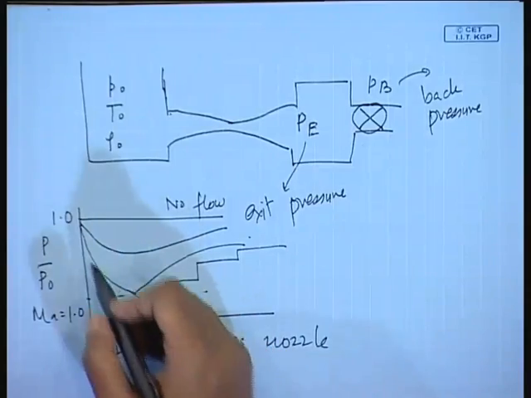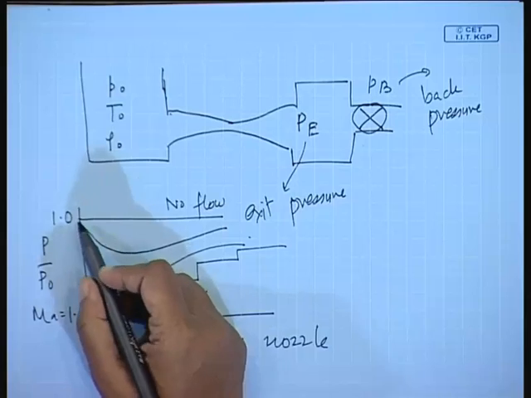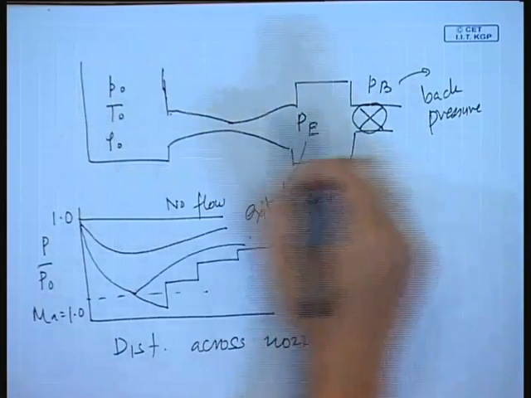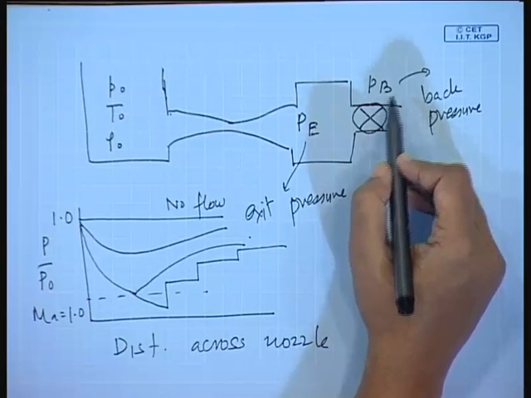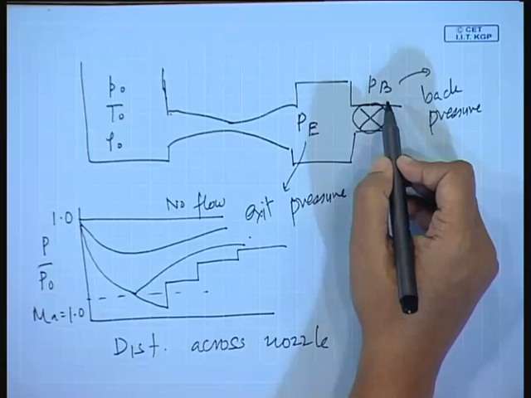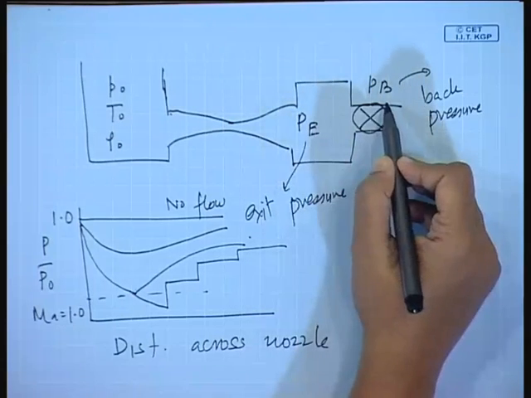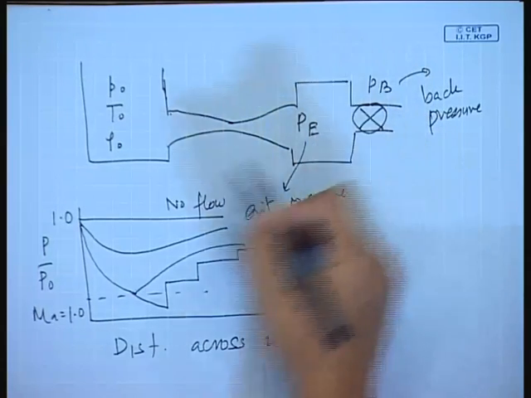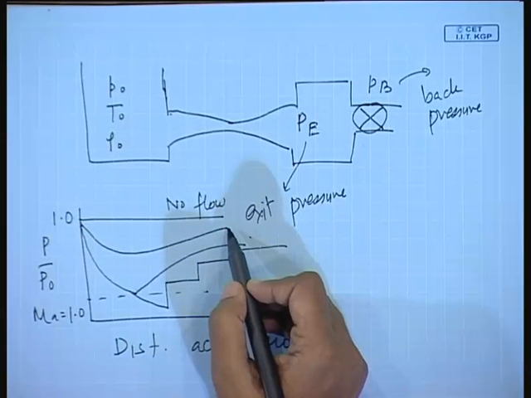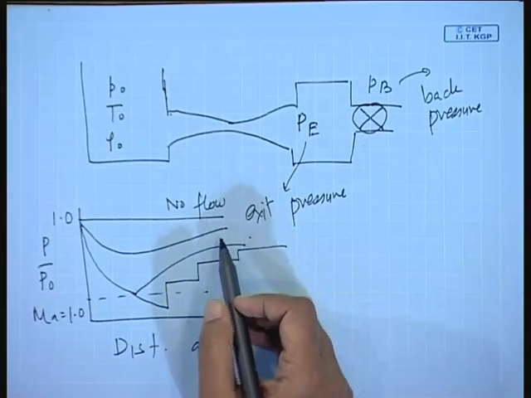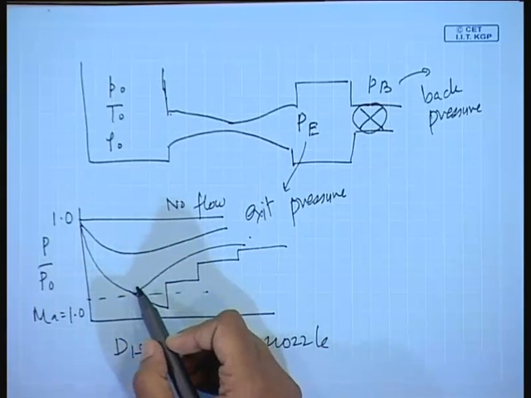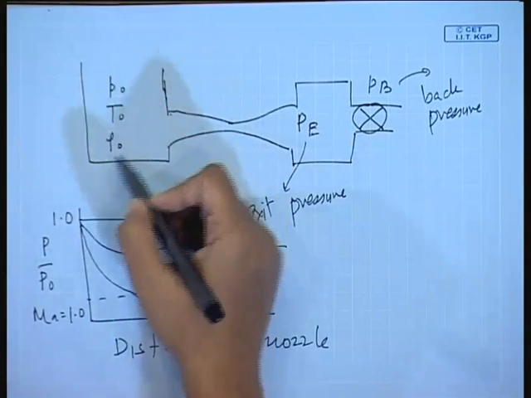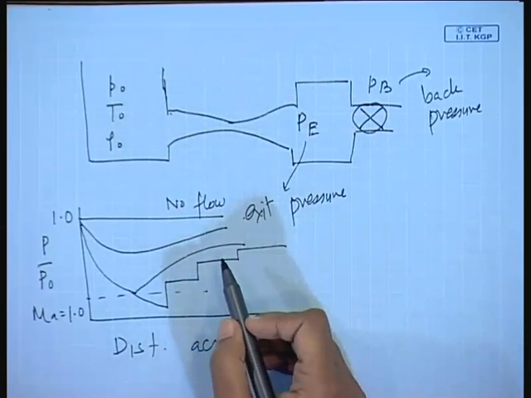So the point is, initially when there is no flow and PB is closed, the pressure is constant everywhere. Gradually we open the valve, PB reduces, and PE also reduces, since PE equals PB and is controlled by this valve. As this happens, we obtain the graph which we had obtained in the previous case. This continues till we get the maximum flow rate at Mach number equal to 1. This is the maximum for the given stagnation conditions and the given nozzle design.